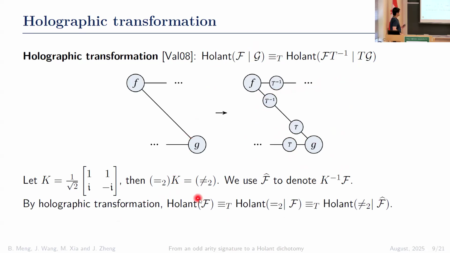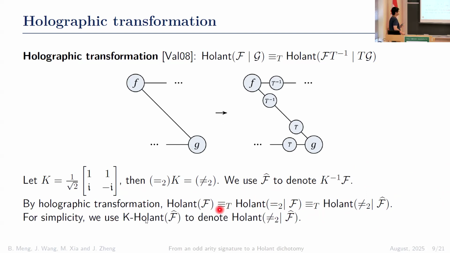And then, as we can always use equality 2 signatures to represent a variable that appears exactly 2 times, we have this reduction, and finally we turn the equality into the disequality. This is very interesting because you cannot imagine this in the decision world. And for simplicity, we just use K Holant to write this. So you know that when I write K, the edges are orientations.